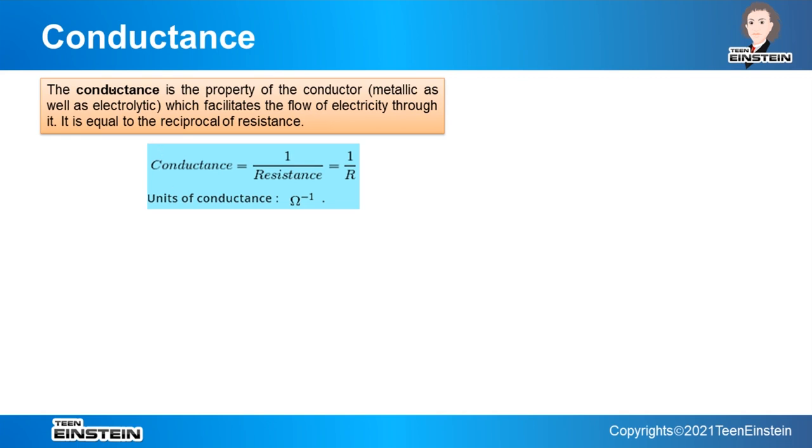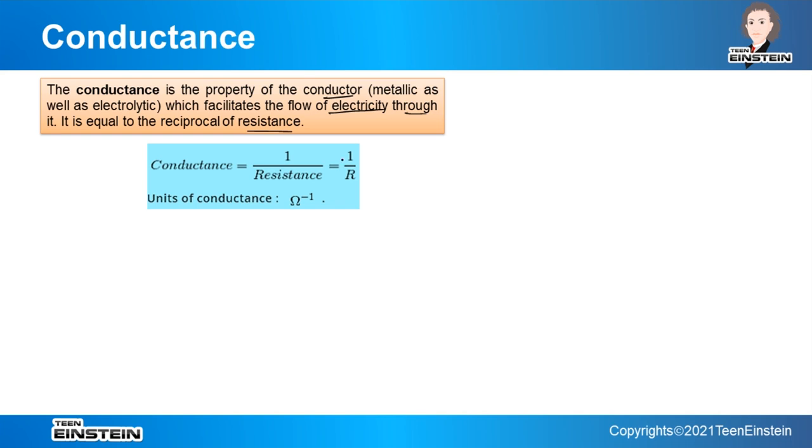Conductance. So what is conductance? It is the property of the conductor. Now the conductor may be metallic in nature or it may be electrolytic in nature. And this property facilitates the flow of electricity through the conductor. That property is conductance, or sometimes it is also called conduction. It is equal to the reciprocal of resistance. Now resistance, you can easily understand, will oppose the flow of electricity. So that is why conductance will be the reverse of resistance.